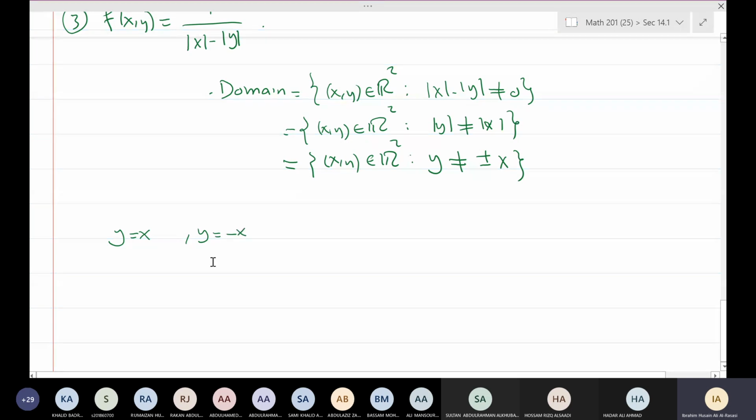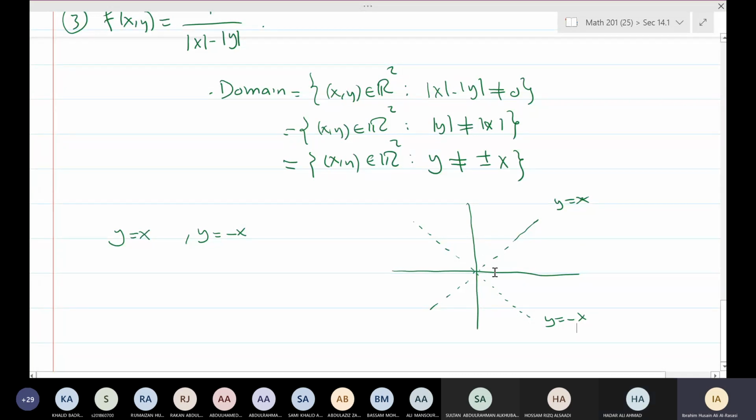You have two lines in the xy plane, and the domain will be in the xy plane. So this is the xy plane. You graph y equals x, and this is y equals minus x. Now you have two lines. Question: are the points on these lines in the domain or not? No, they are not in the domain, because of the not equal. This is why I wrote them dashed.